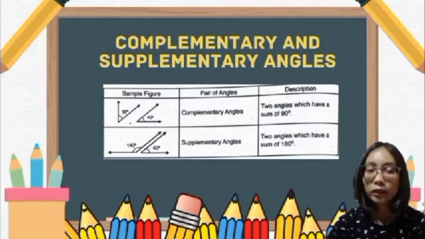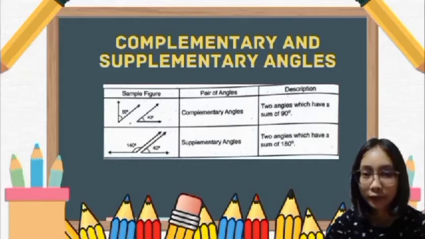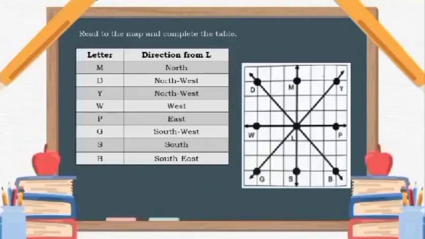We can see on the table that there are 2 sample figures, and that the names of this pair of angles are complementary angle and supplementary angle. So what is complementary angle? Complementary angles are 2 angles which have a sum of 90 degrees, while supplementary angles have a sum of 180 degrees.